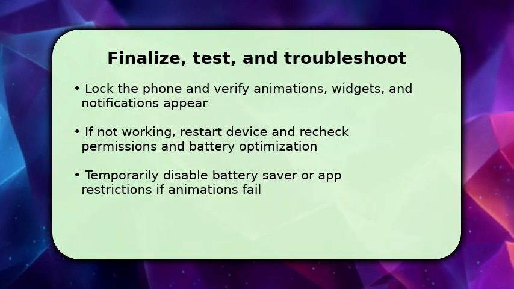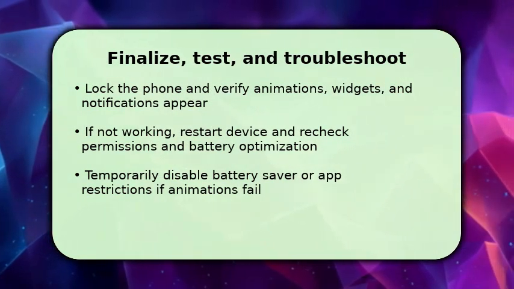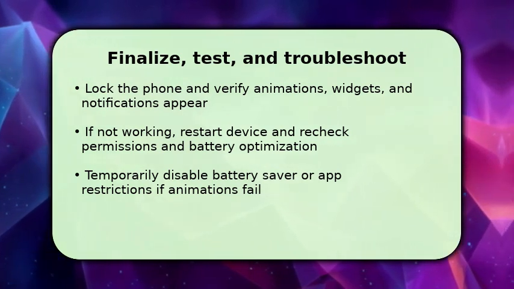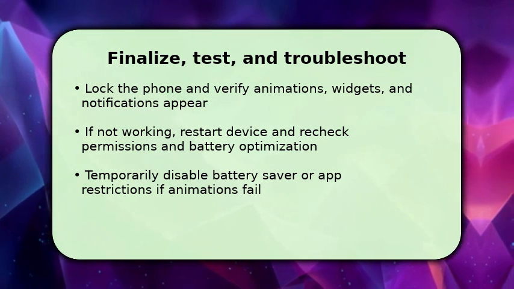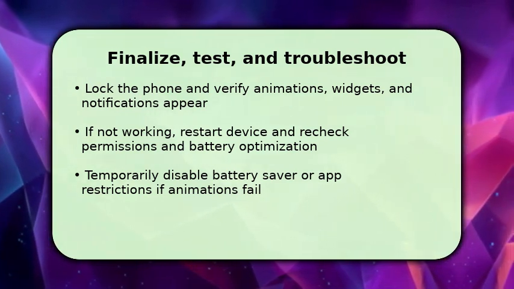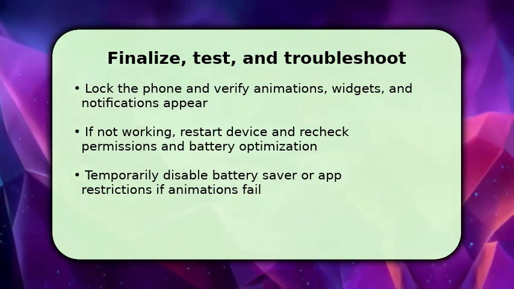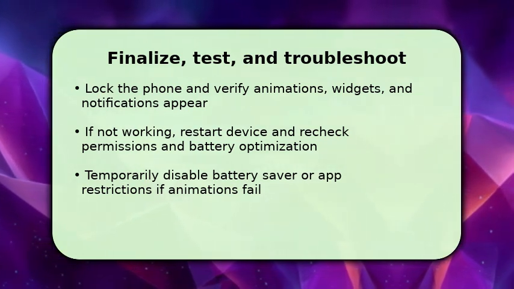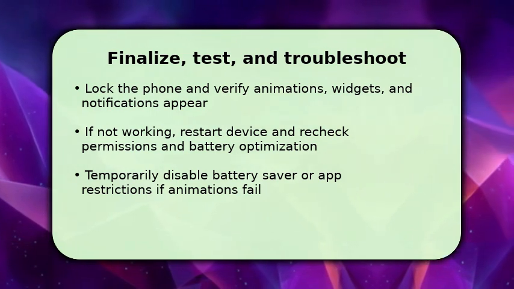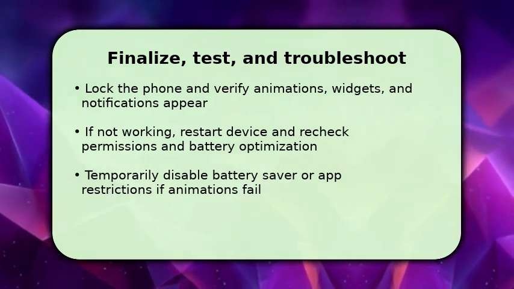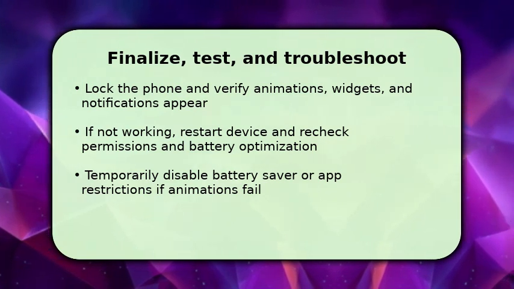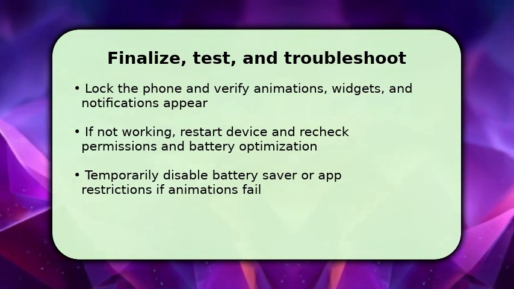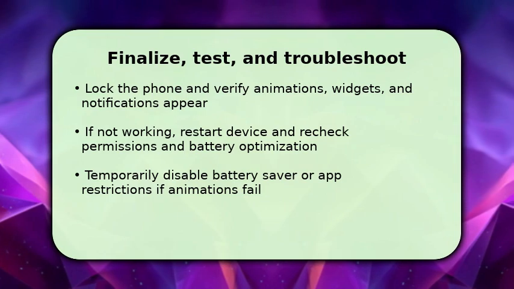Finish by testing the lock screen behavior. Lock your phone and observe animations, widgets, and whether notifications show as expected. If something doesn't appear, restart the device and return to permissions. Re-grant display and notification access if needed. Also check battery optimization and disable it for the lock screen app. Battery savers often stop live content. If problems persist, clear the app cache or reinstall the wallpaper app. Then reapply the live lock screen template and test again to confirm the fix.